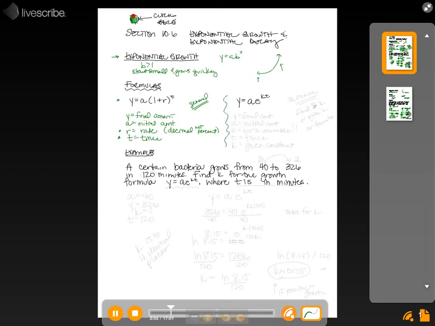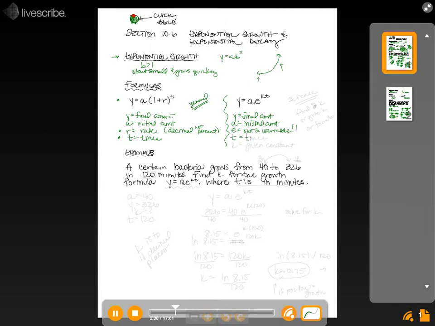The second formula is y equals a times e to the kt power. Now most of the variables are still the same. Y is the final amount. A is the initial amount. E is not a variable. It's that mathematical constant that we talked about in section 10.5. It's that number that's about 2.78, goes out for several decimal places. Okay? It's that one that naturally occurs. That's E. E is not a variable.